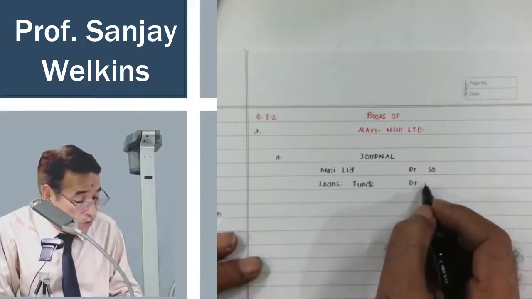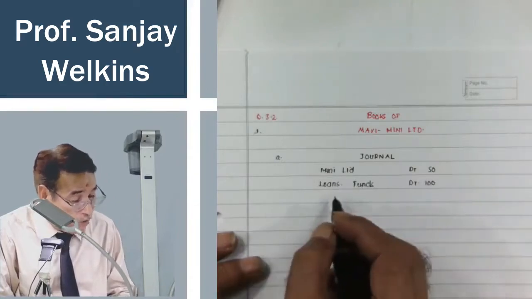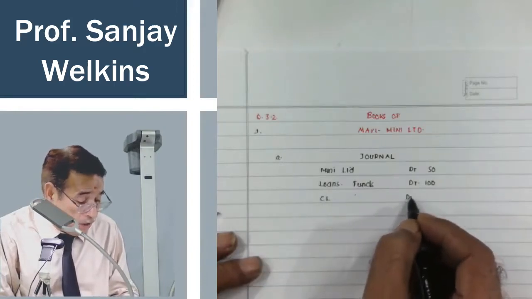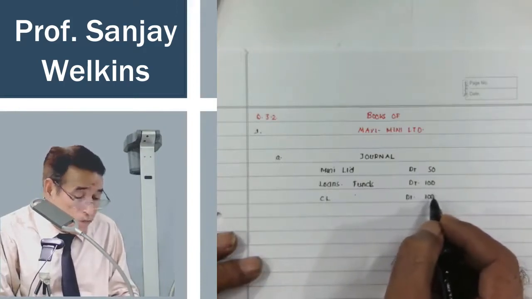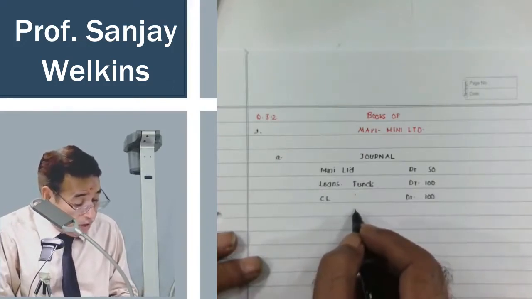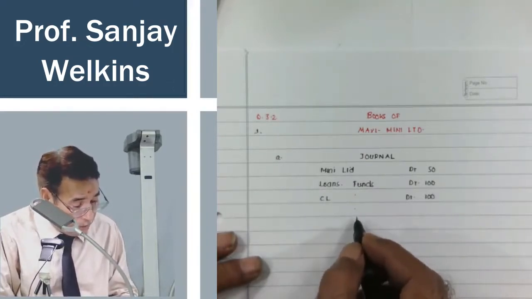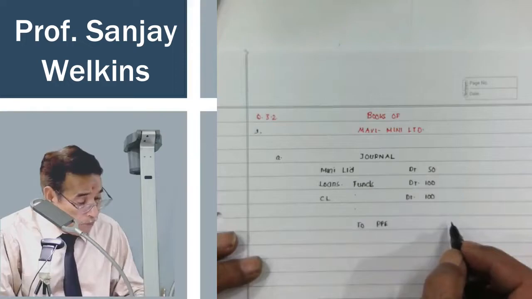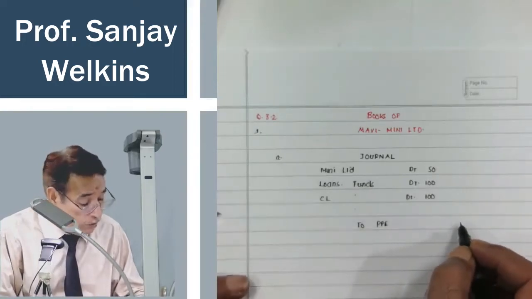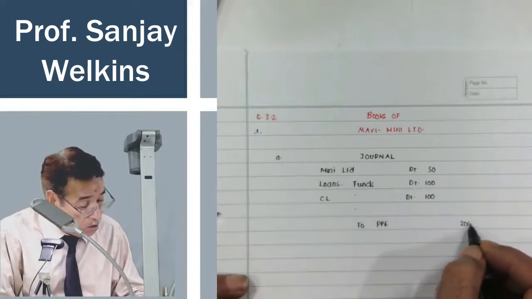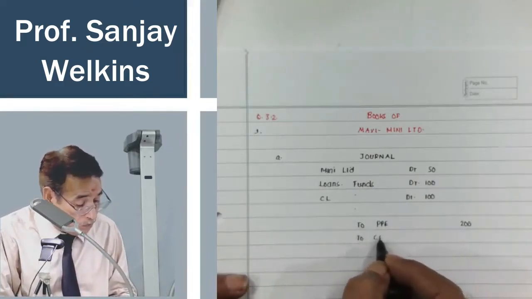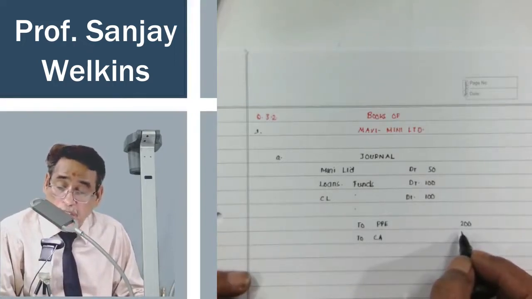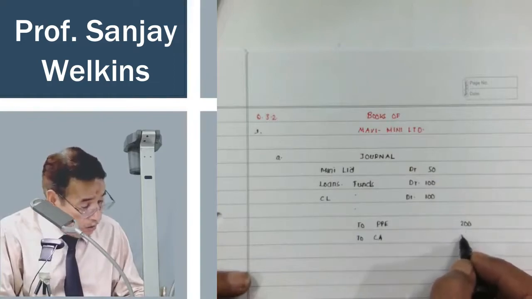As we saw, loan funds are 100, then current liability account debit is 100 again, current liability is 100, right? And then we will write here property, plant and equipment at net value, which is available in the question, 200. And current asset given in the question for this division is equal to 300, I think so. 300.